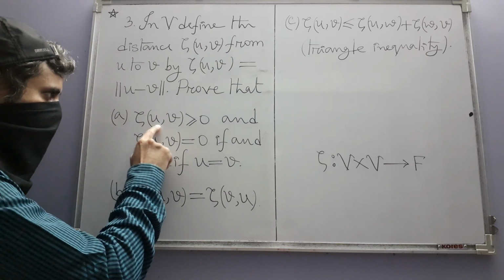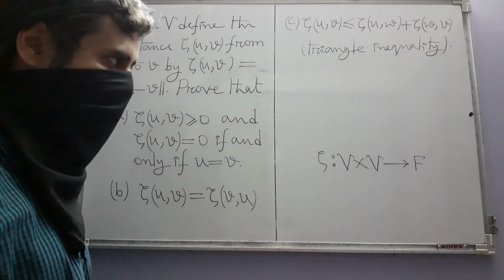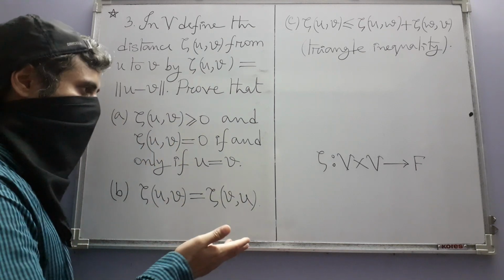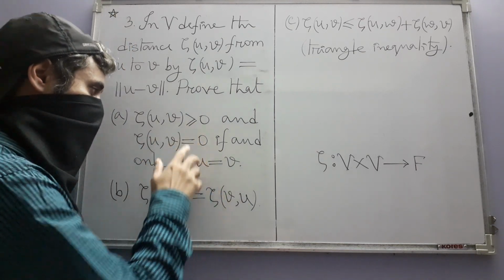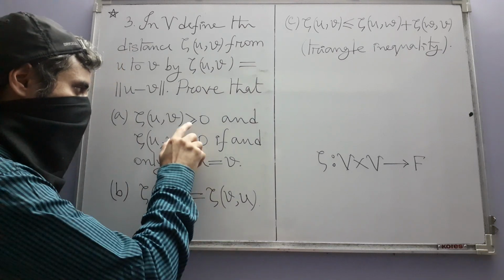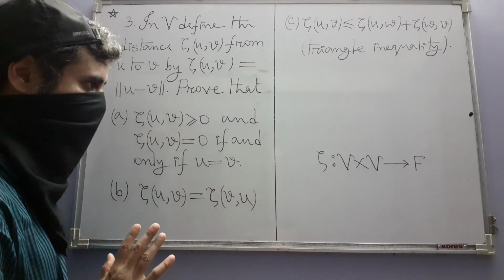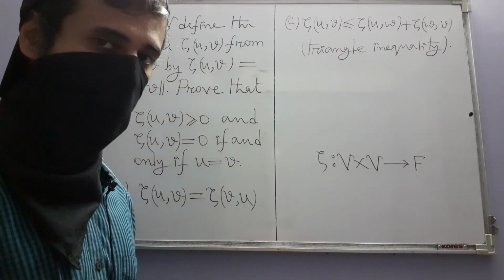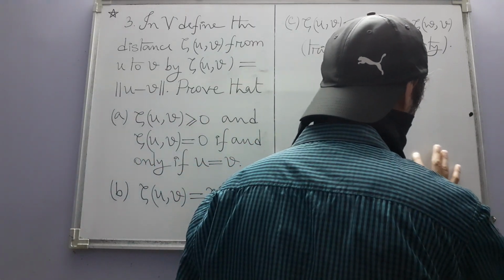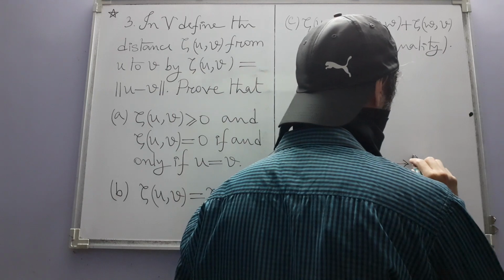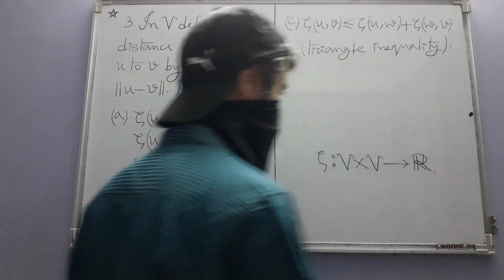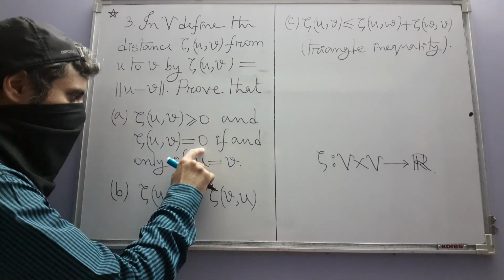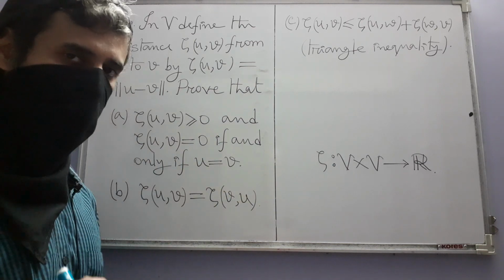The first one says that zeta always takes non-negative values, and that means in particular that zeta of u comma v, no matter what u and v are, is first of all a real number, and then it's not negative, it's a non-negative real number. So actually, even if V is an inner product space over the field of complex numbers, this function in fact is a real valued function. So it only takes non-negative values and is 0 if and only if the two vectors are the same.